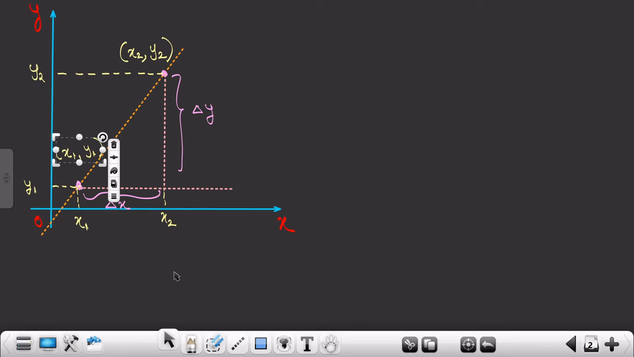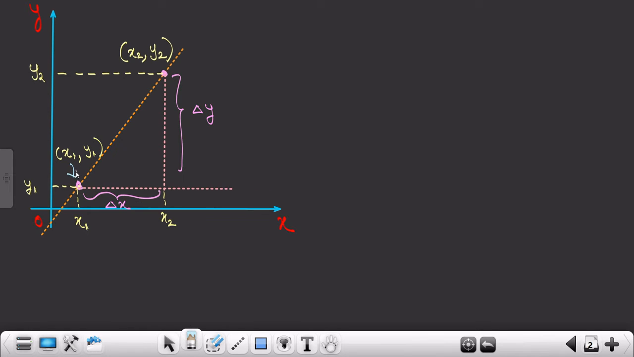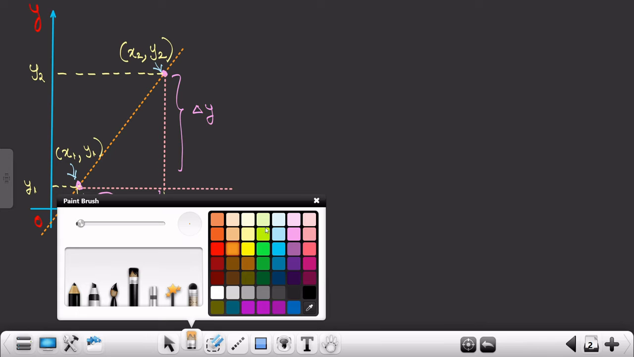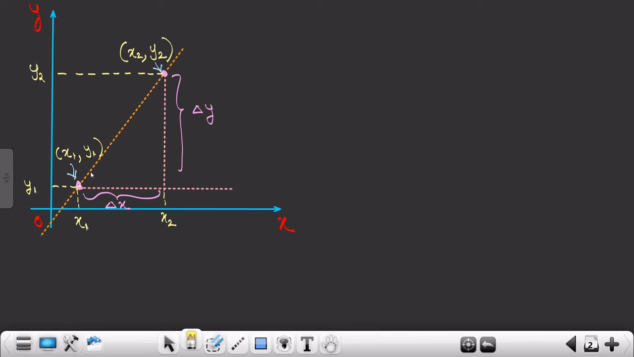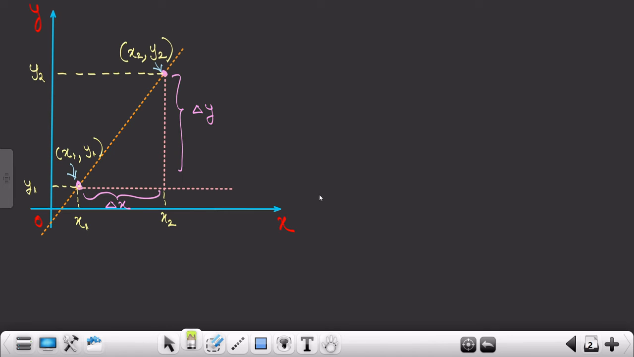Let me draw one arrow indicating that this x1 and y1, we are talking about these two particular points, right? And now if you could remember that we know tan theta. So tan theta is equivalent to opposite upon adjacent. What does that mean, sir?